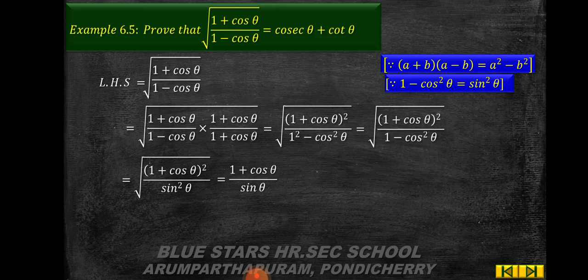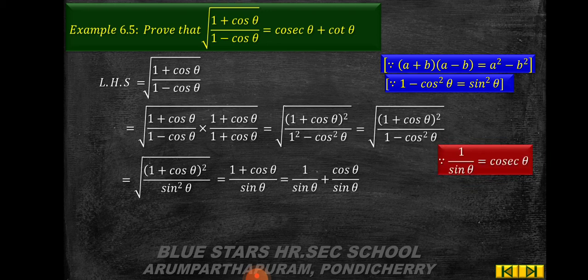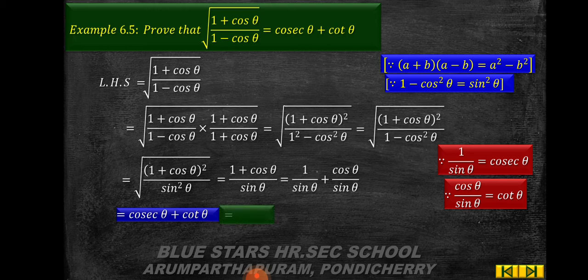We separate it: 1 by sin theta plus cos theta by sin theta. We know 1 by sin theta is nothing but cosecant theta. Similarly, cos theta by sin theta is nothing but cot theta. So you get the answer as cosecant theta plus cot theta. So we proved left hand side is equal to right hand side.